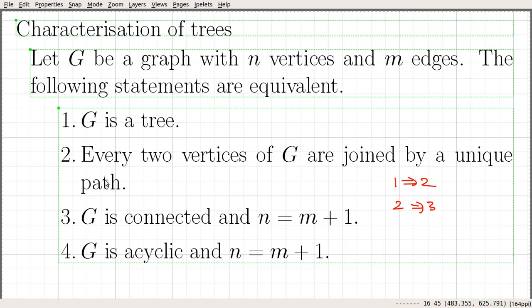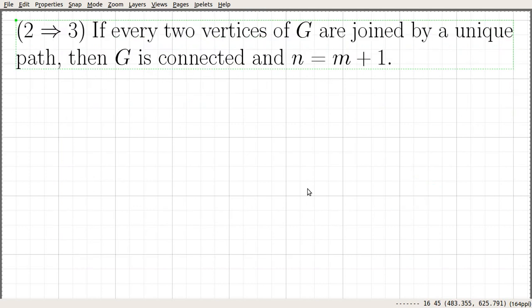So the implication reads as follows: in a graph, if two vertices of G are joined by a unique path, then G is connected and the number of vertices is equal to the number of edges plus 1. Okay, so let's go and prove that. So we are going to prove this implication, 2 implies 3. If every two vertices of G are joined by a unique path, then G is connected and the number of vertices is equal to the number of edges plus 1.